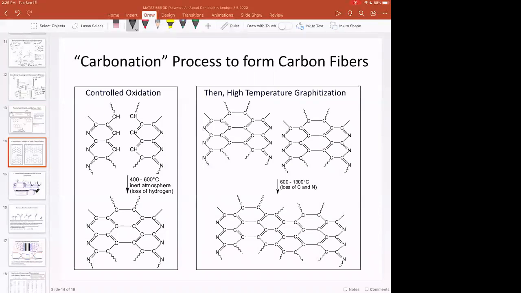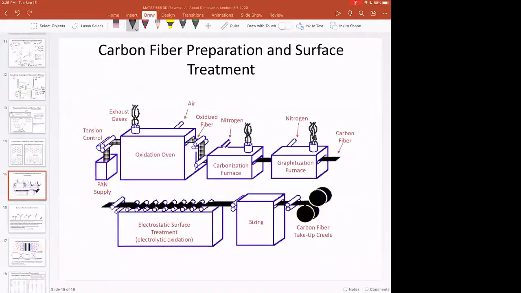So here's the carbonization to form carbon fibers. And so you take a nice polymer, and then you burn it up, and eventually you form all of these graphitic rings. And of course, that's what carbon fibers are, oriented graphite fibers. This is what the process looks like. So you have a polyacrylonitrile fiber supply. You have oxidized fibers. So you have to make polyacrylonitrile fibers first, and you can look up how that's done if you're interested in that. But then you have carbonization, graphitization. You often do an electrolytic surface treatment, and then sizing. You know that any good fiber is going to be sized.